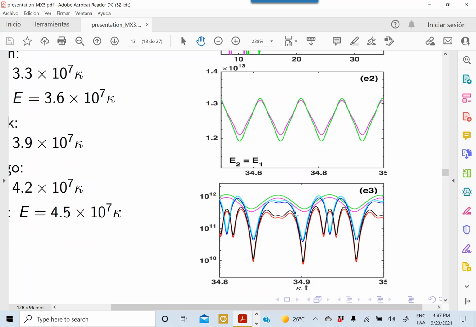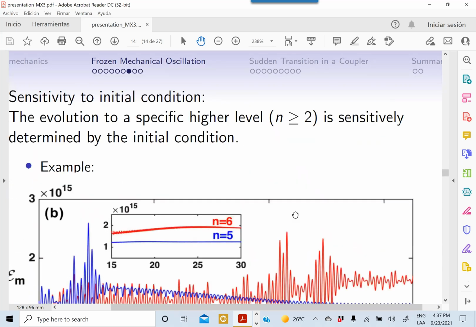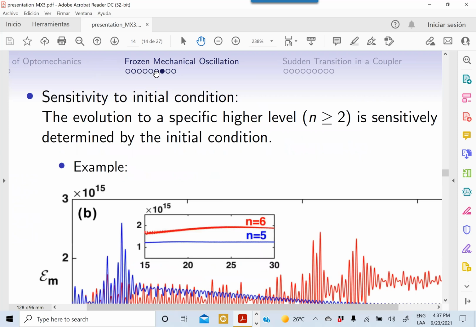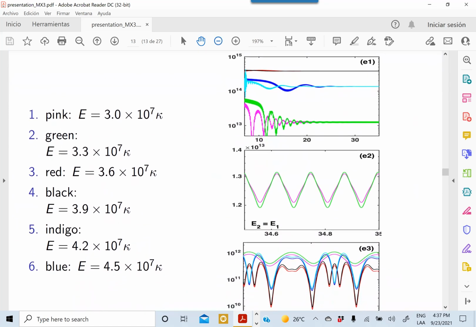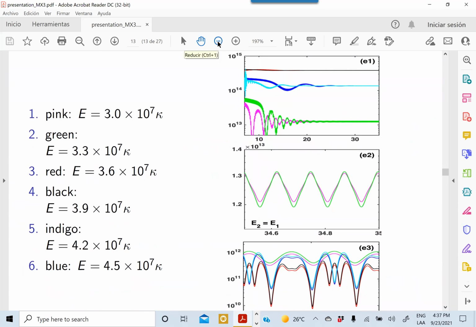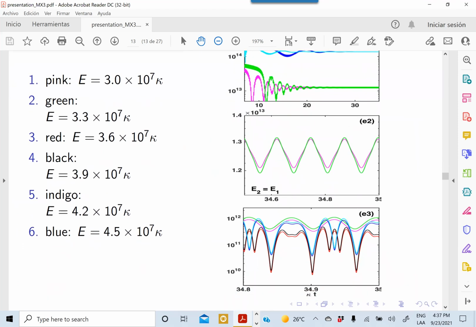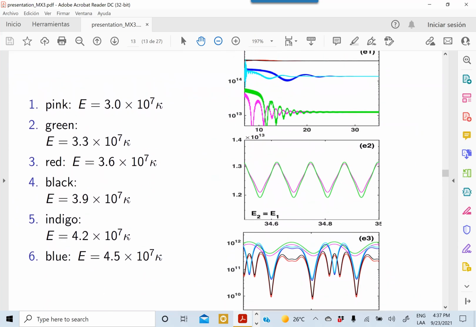We have seen the 2 peak, 3 peak. If we evolve to the first energy level, the upper one, it's only 1 peak. If we evolve to the second energy level, the blue one and the deeper blue one, there is a double peak in the half oscillation period. For the third level, it always has 3 peaks.